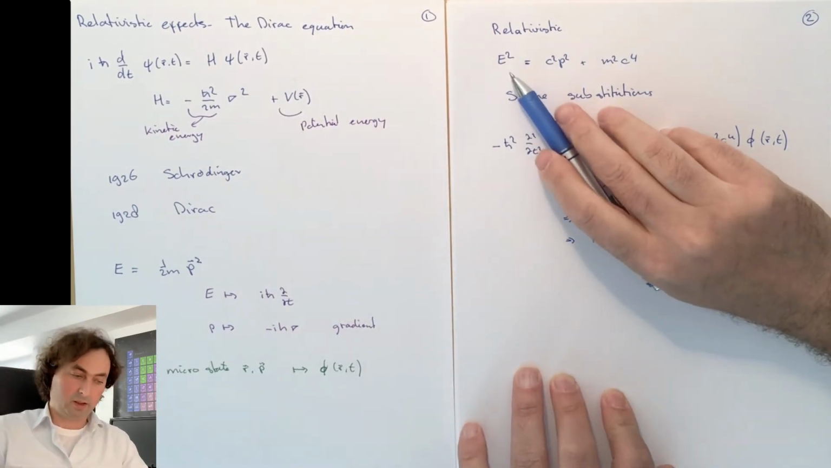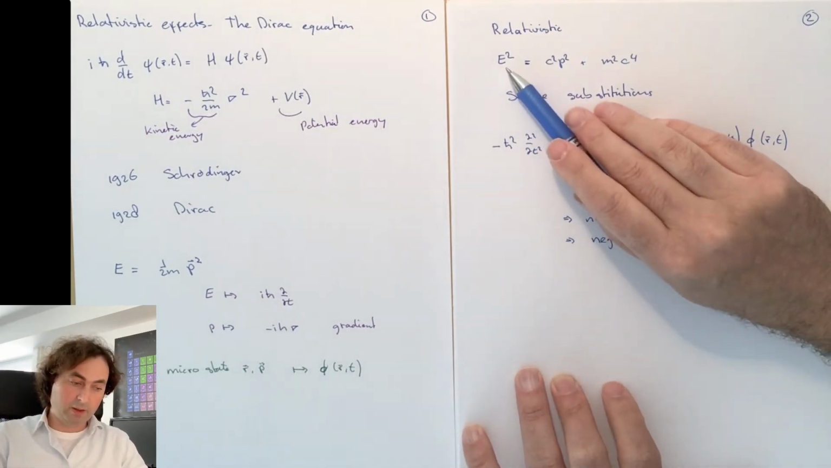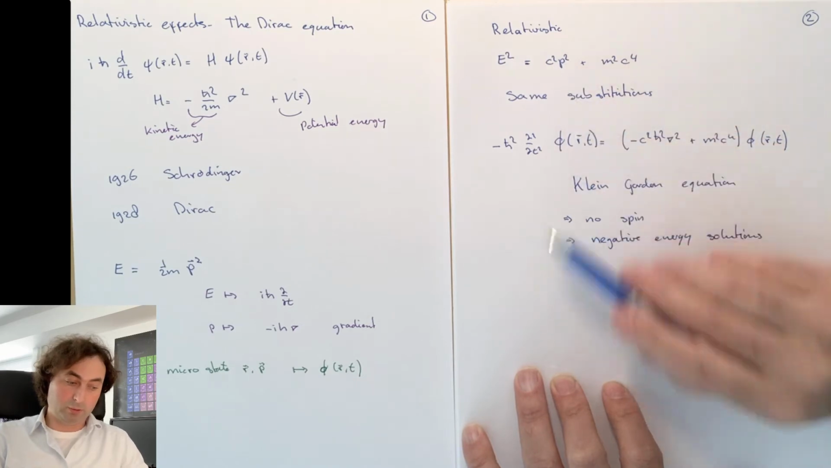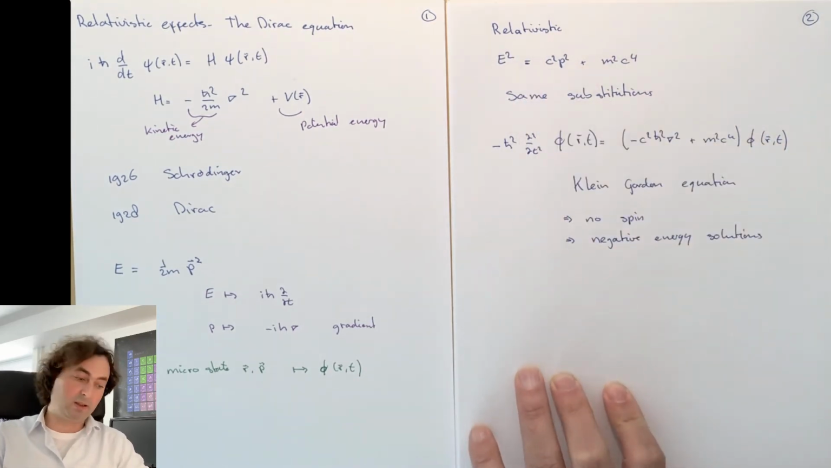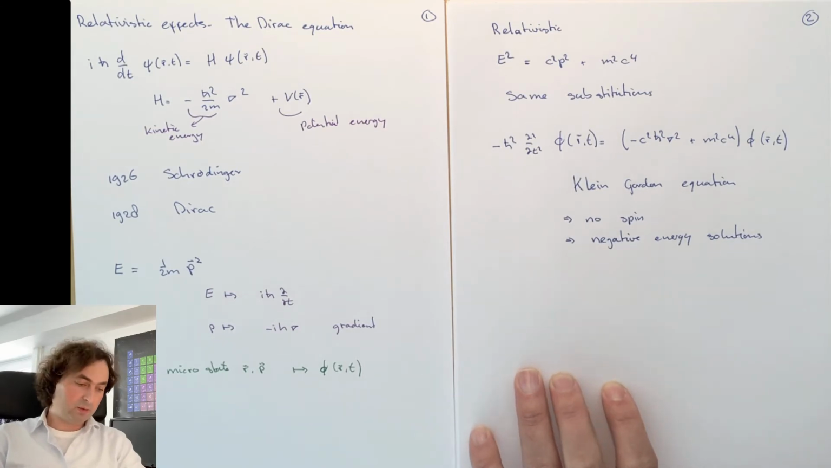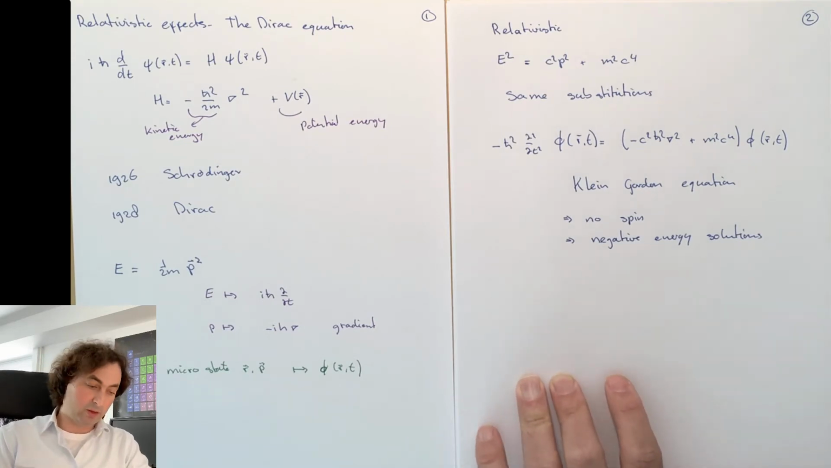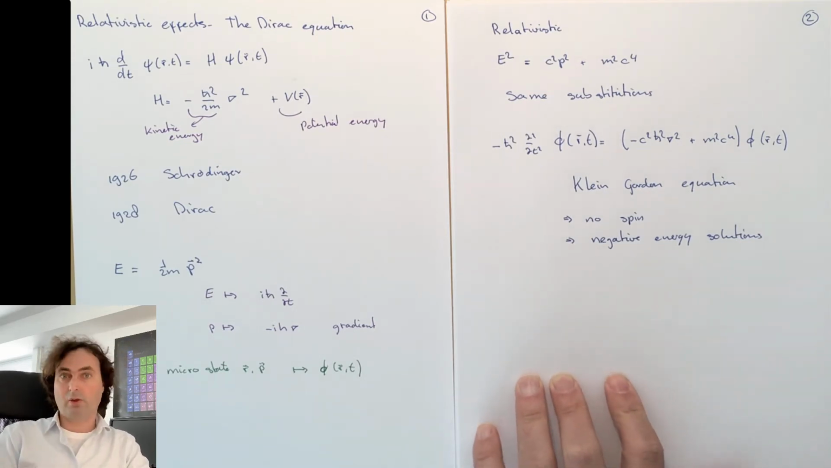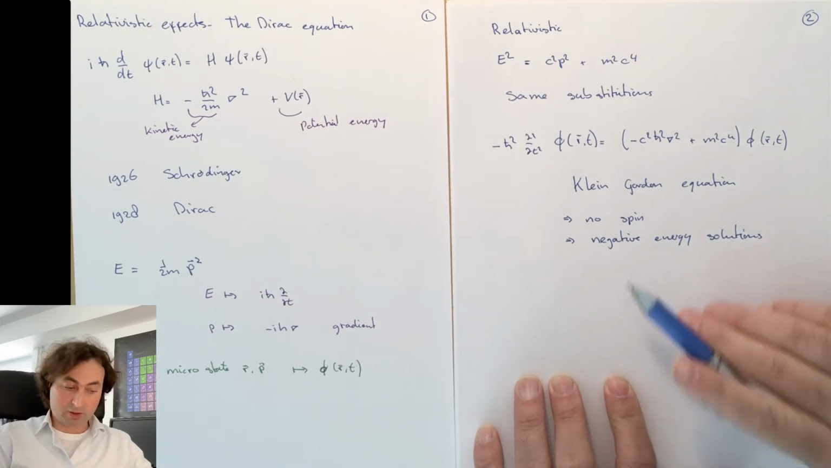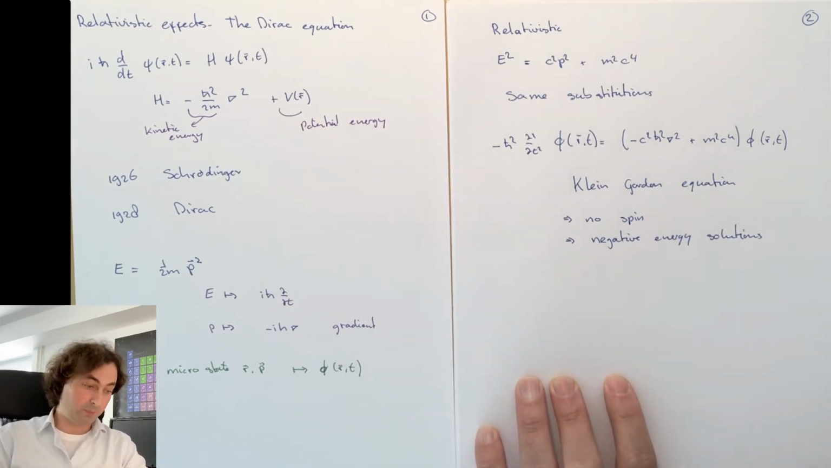We can already see that for the energy-momentum relation that we wrote down, E squared is equal to a positive number, which means that E can be both positive or negative. And Dirac wasn't happy with these negative energy solutions. So he tried to find a solution where you no longer have negative energy solutions and where spin naturally occurs within the equation.